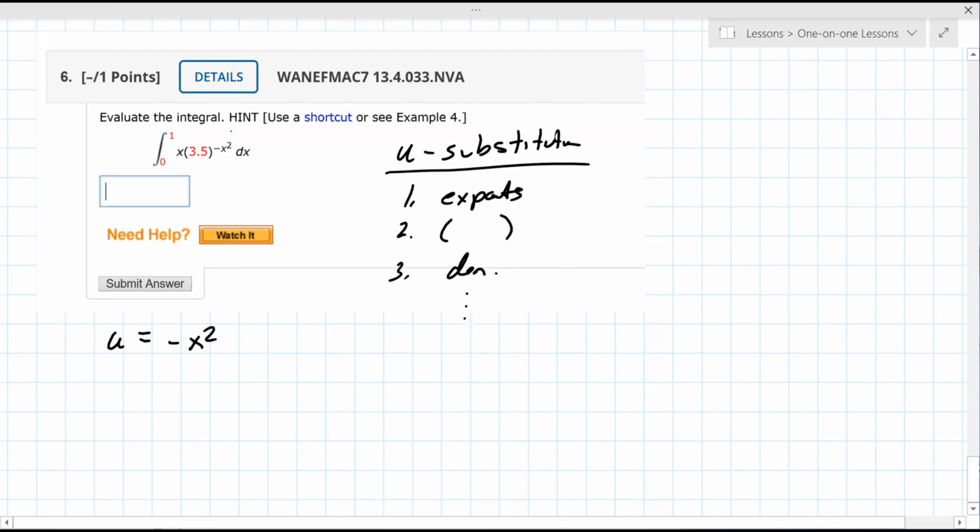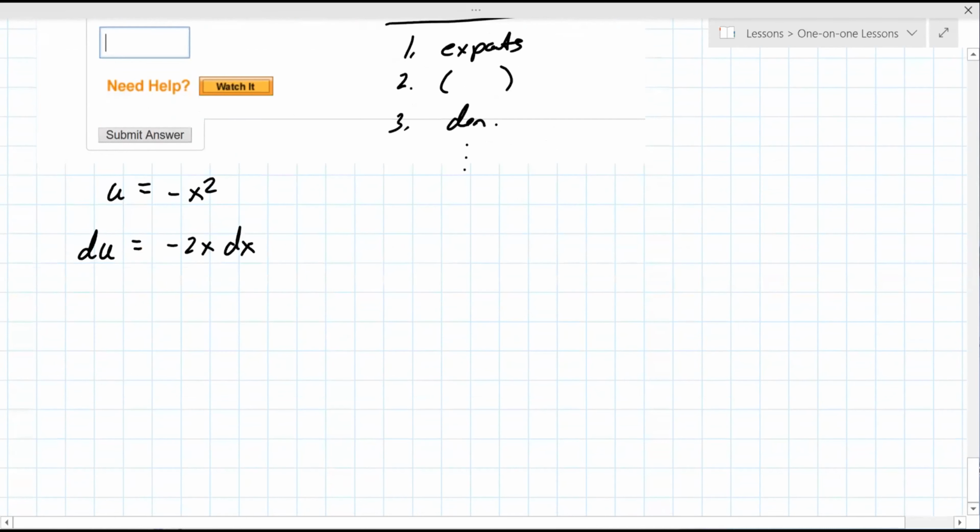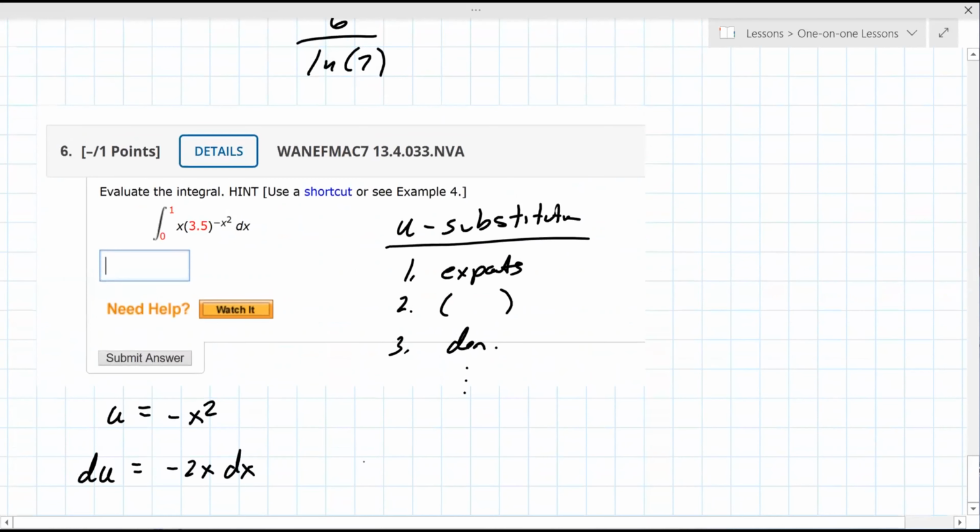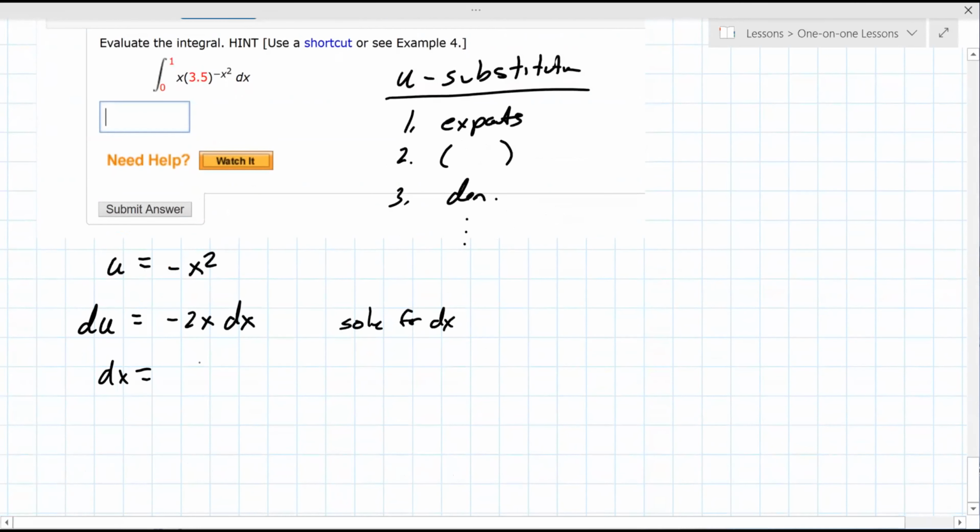You could do minus u, but I'm just going to use x squared, and make that the whole thing. So you first take a derivative. This is where it can be confusing, because you're doing antiderivatives and now you're taking a derivative. That's just the power rule derivative. The next step is to solve for dx. So you'll write dx equals du over minus 2x.